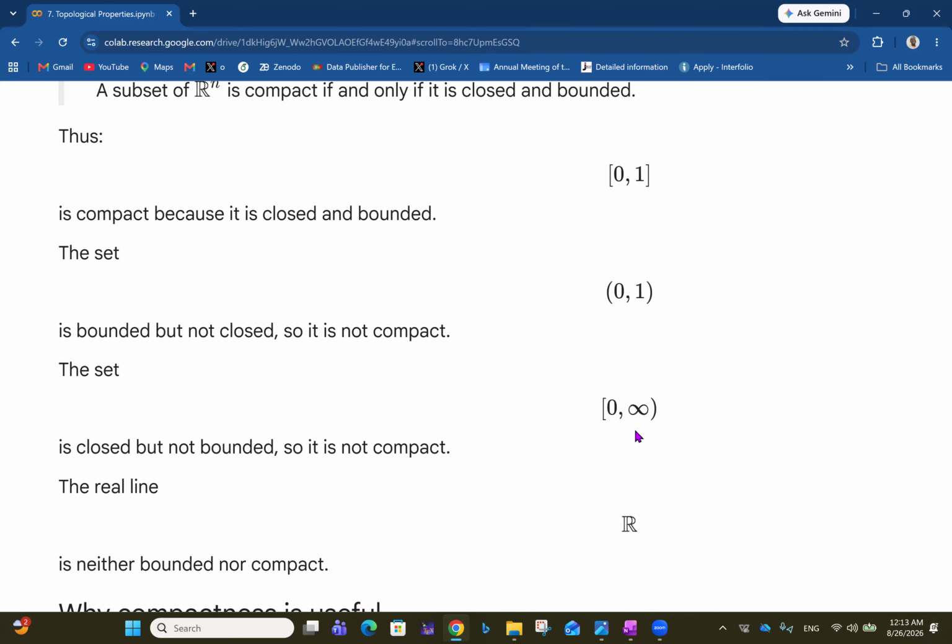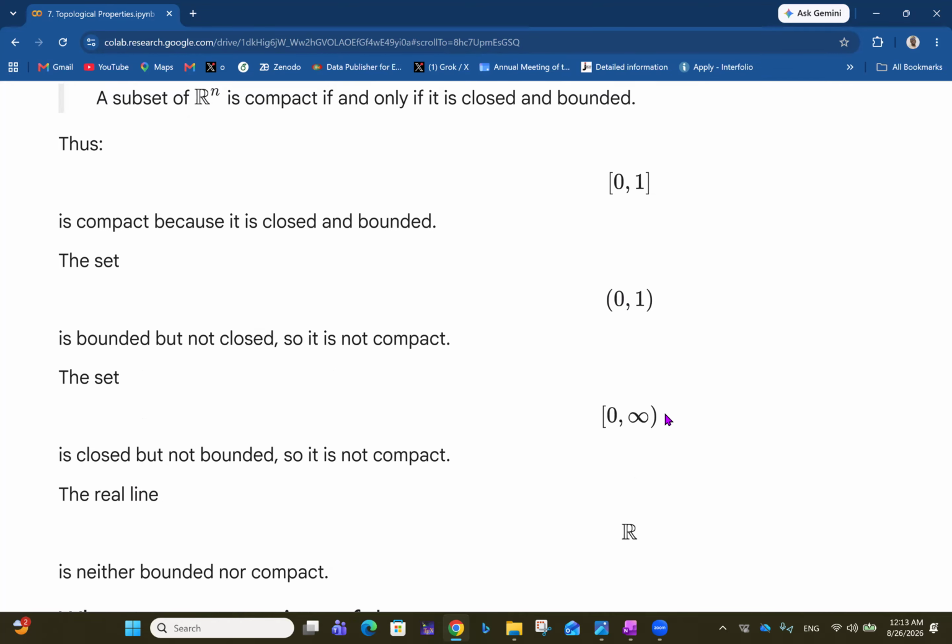The set [0, infinity) is closed but not bounded, so it is not compact. The real line is not bounded because of course it goes all the way to infinity, so the real line R is neither bounded nor compact in that sense. So this is compact because it is closed and bounded. This is not compact because it is bounded but not closed. This is not compact because it is closed but not bounded. And the real line is neither bounded nor compact. So these are the possible scenarios we can have for compactness.